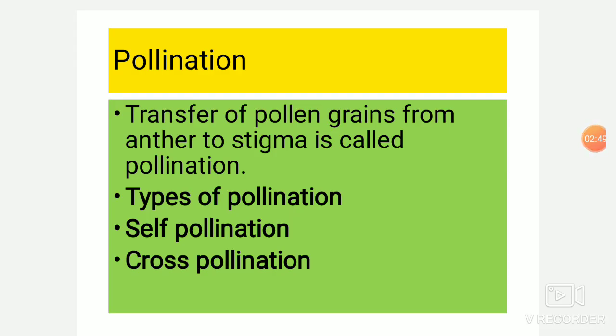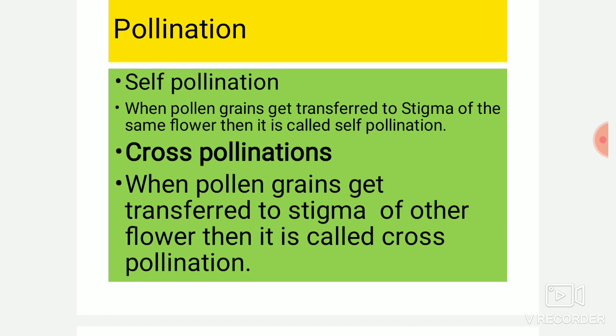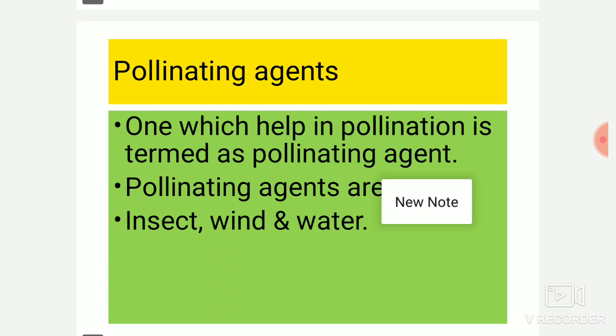Pollination is the transfer of the pollen grain from the anther to the stigma. There are two types of pollination, self-pollination and cross-pollination. Self-pollination is when pollen grains get transferred to the stigma of the same flower. Cross-pollination is when pollen grains of one flower get transferred to the stigma of another flower. That means if the pollen grains of one flower go and sit on the stigma of another flower, it will be termed cross-pollination.